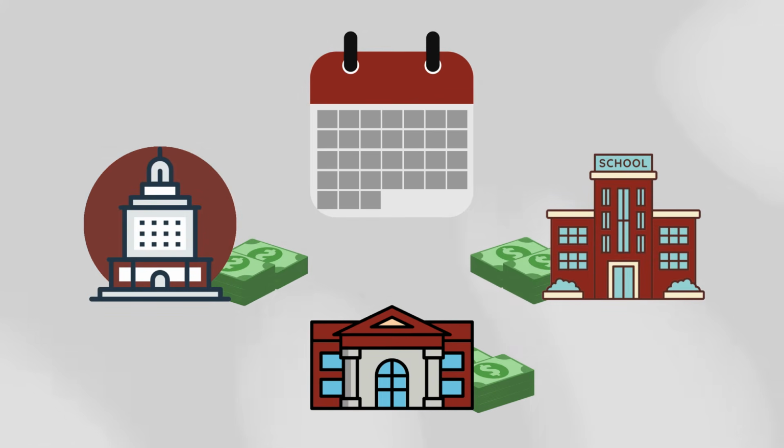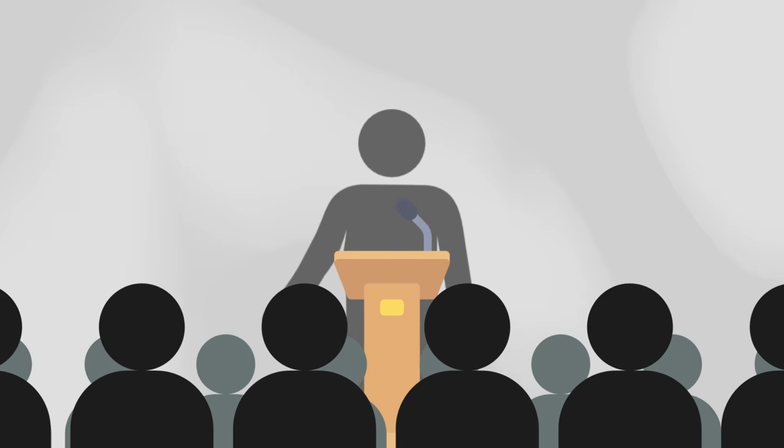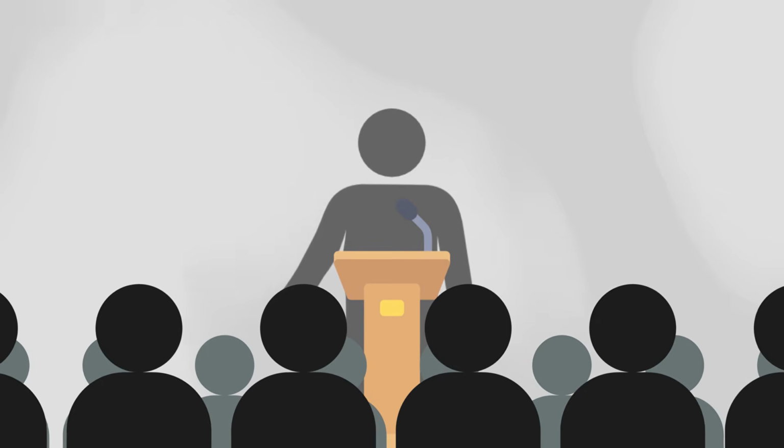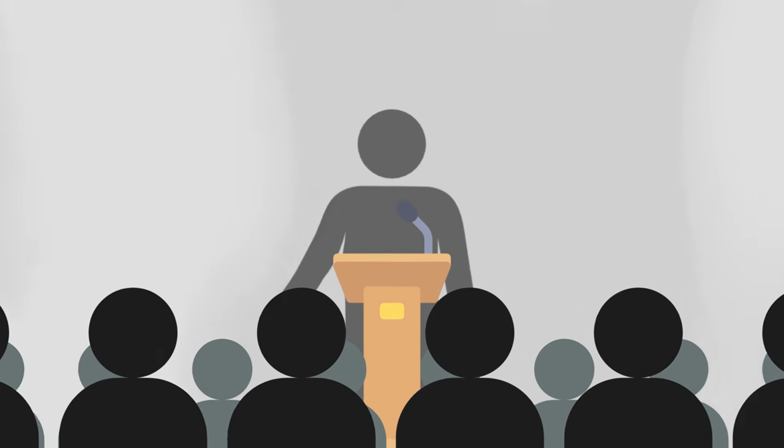Each year, local governments, like cities, counties, and school districts, plan how much money they'll need. They set a levy, which is the total amount they plan to collect through property taxes. Each taxing district sets its own levy and holds public hearings to invite community input before finalizing plans.